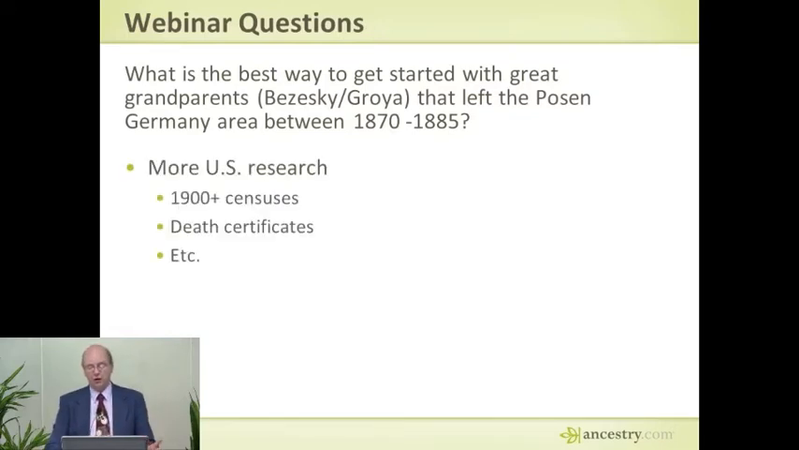But the best way is always to begin to do more U.S. research. If they left the Posen area between 1870 and 85, I'm presuming they came to North America or some other place where they became immigrants into a new country. But for instance, they probably lived to the 1900 census and later. So make sure to look at all those census records. Make sure you know all about them like we talked about at the beginning of the webinar. Find those persons' death certificates. That's really important.